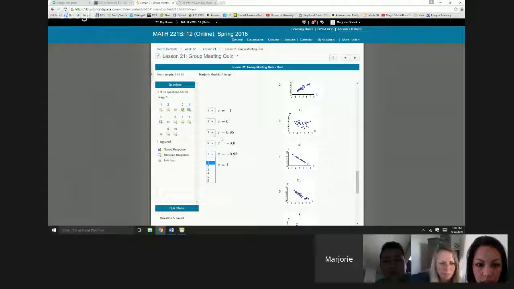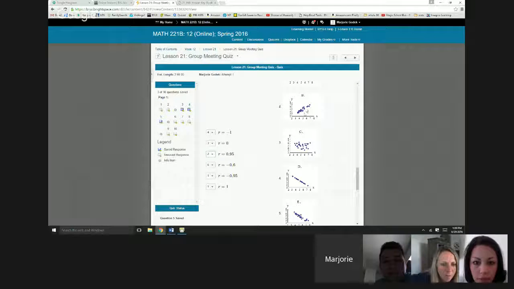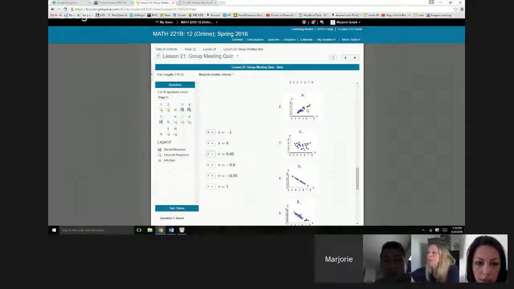And then R equals negative 0.95 is number 2? Yeah, because that's going positive. It's our number 2. Why can't they all be the same? It's a group meeting quiz. And the R equals -0.95, that's your number 5. Yeah, we're doing positive, not negative. There you go. Eddie's just correcting me. Oh, okay. Thanks, Eddie.